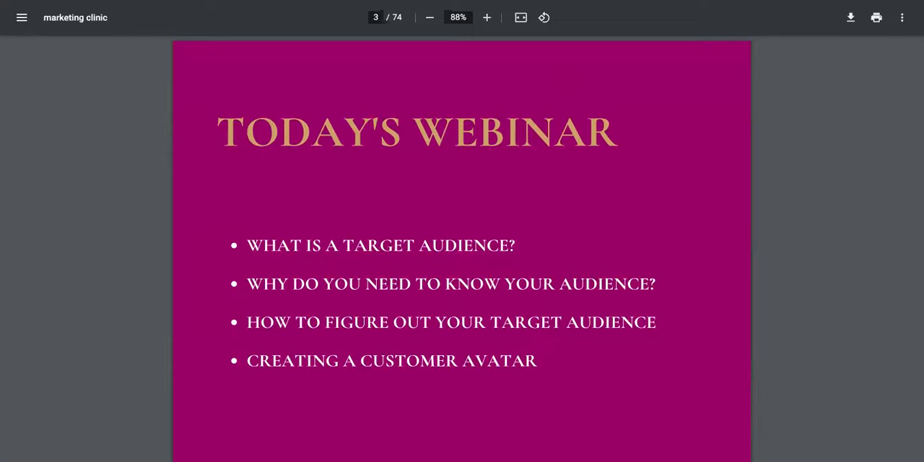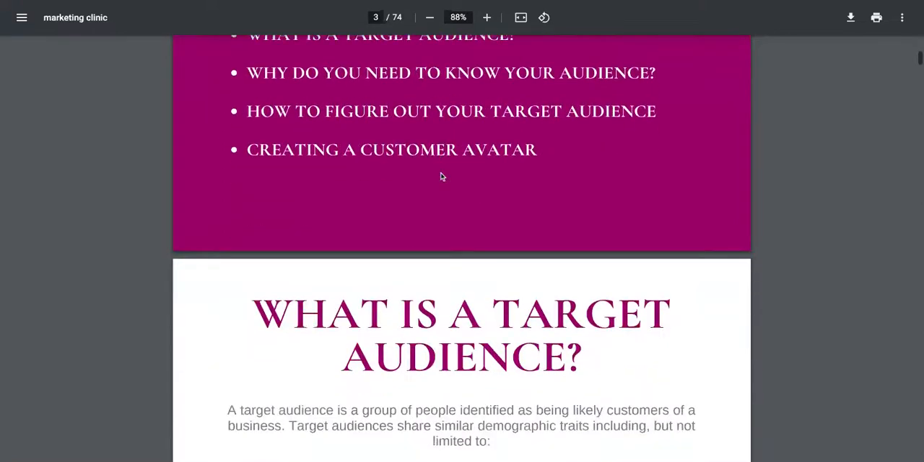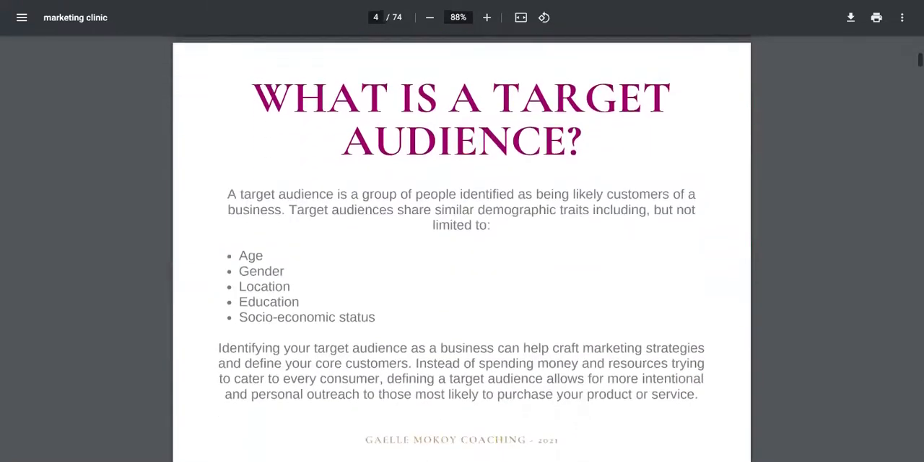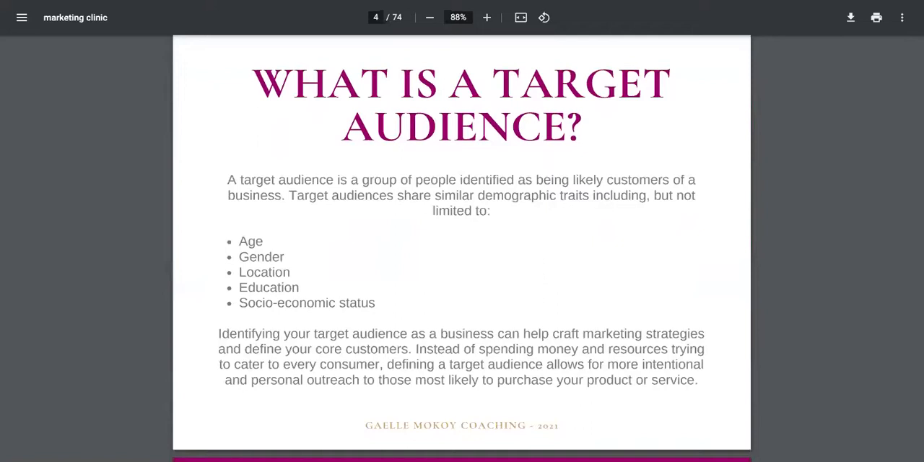Okay, fantastic. So what is a target audience? A target audience is a group of people identified as being likely customers to your business. Target audience share similar demographic traits, including but not limited to age, gender, location, education, socioeconomic status. So a target audience is your starting point in finding out basically who your ideal client is and who you need to sell to. So that's where you start.